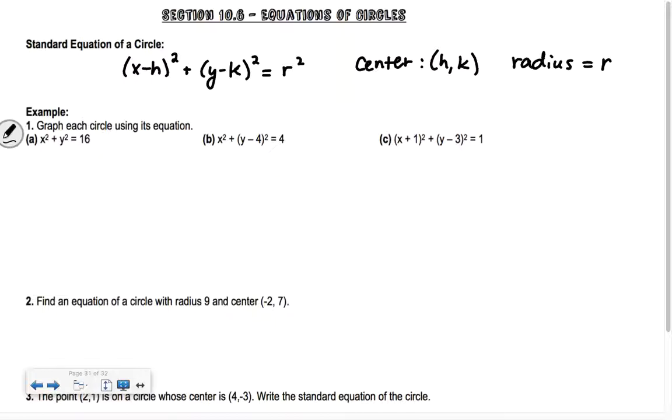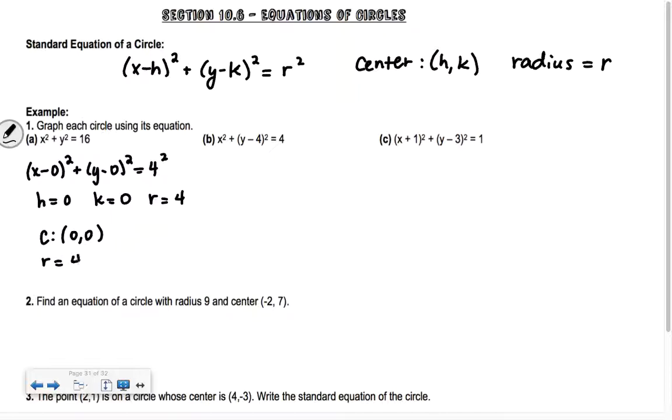Okay, so it says graph each circle using its equation. So in this equation, do you see how it's really like (x minus 0) squared plus (y minus 0) squared equals 16? What's 16? It's something squared, isn't it? 4 squared. Can you identify what h, k, and r are? h is 0, k is 0. What's r? 4. Okay, so our center is what point? (0, 0). And our radius is 4.